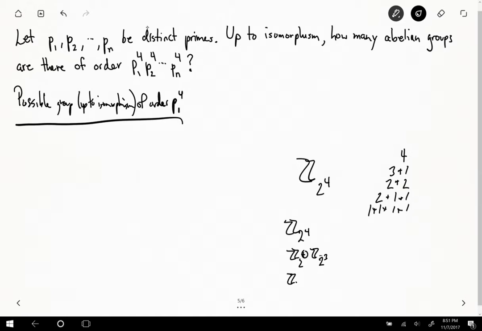Next one, if we do Z of 2 squared, direct product with Z of 2 squared. Next one after that, we'll do Z2, we'll do the first power, we'll do another one of the first power, and then we'll do the direct product with the 2 squared again. And then the last one, just a direct product of 4 Z2s.